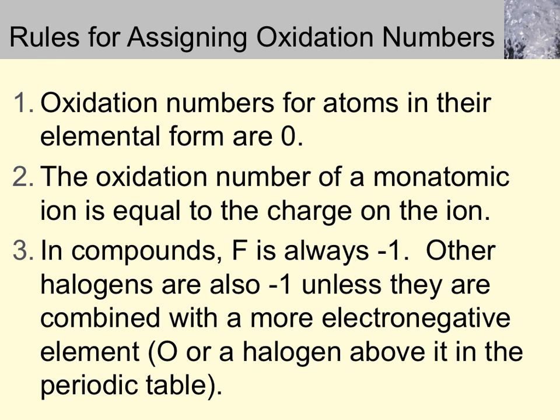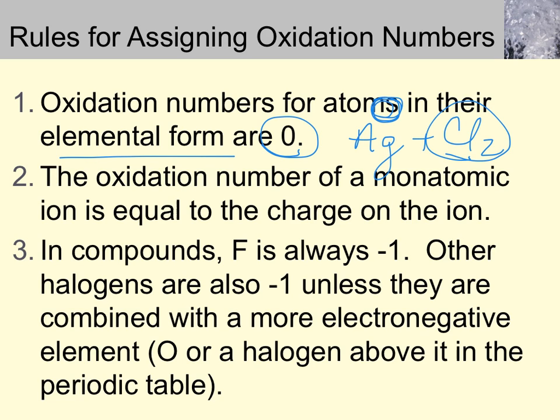Rule number 2, well, I'm calling it 1 here, I guess I'll leave the numbers. Oxidation numbers for elements are 0 in their standard form. So if you have, let's just say, silver by itself reacting with chlorine, that silver has an oxidation number of 0, and the chlorine is an element too. It's a diatomic element, but it's still an element, so its oxidation number would be 0.